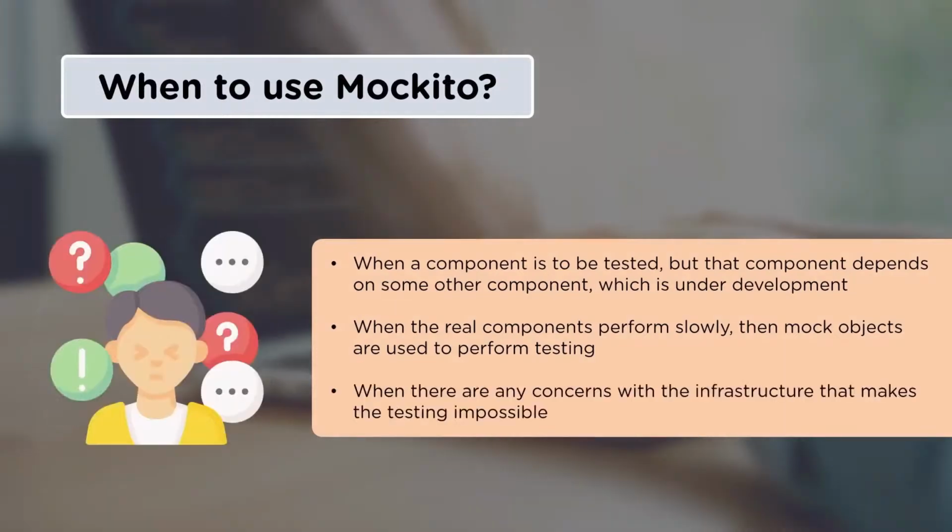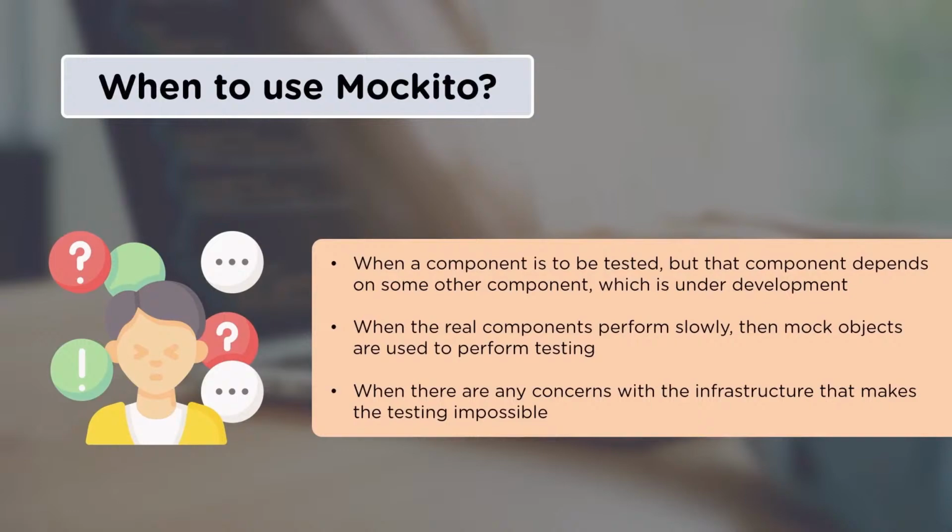Right, and when there is any kind of concern, like if you feel there are some infrastructure components which are making the testing impossible, in that case also we can use Mockito to mock some infrastructure components, so that we can proceed further with the validation and the testing. So all the hindrances and all the problems which we normally face when we talk about the implementation can really be handled with the help of Mockito.